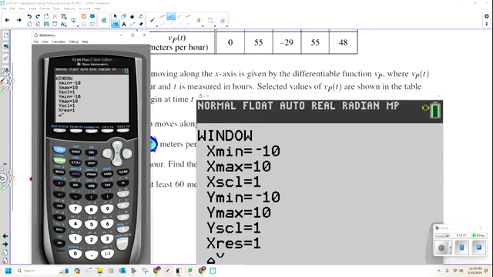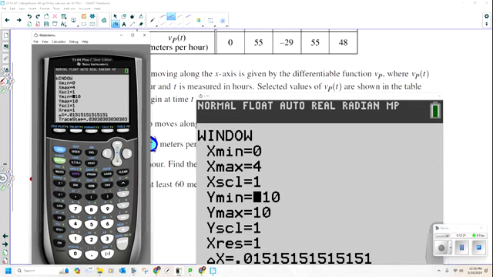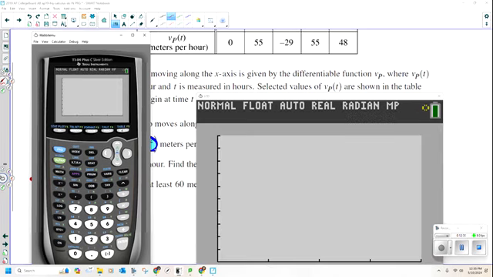So let's look at my window. Let's go between 0 and 4. And we'll go between 0, and if we need to see the graph of y equals 60, let's go to 100 by 10s. Okay? If we got to change the window, we will.